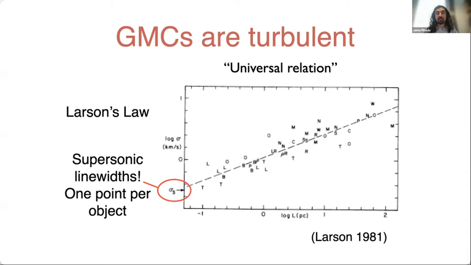And he was able to prove this relation that is called Larson's law, that basically relates that the amount of turbulence in the interstellar medium traced by CO is a power law related to the scale of what you're probing. And if you look at the scales, this red circle at the bottom left is what marks the sonic scale. That means that all the points basically in this plot are showing supersonic levels of turbulence.